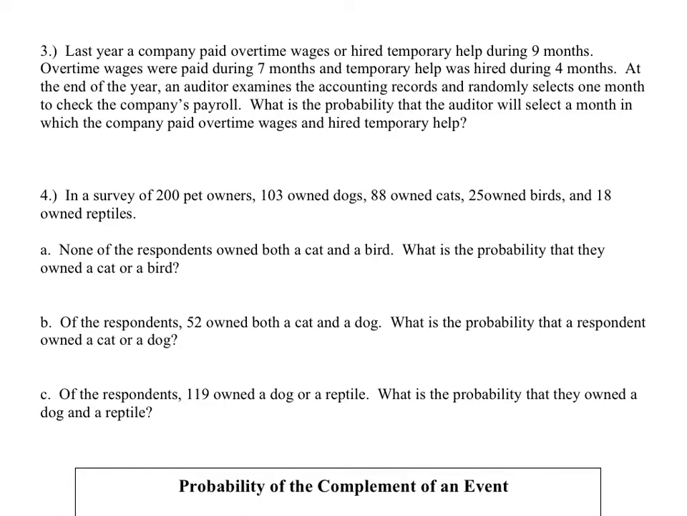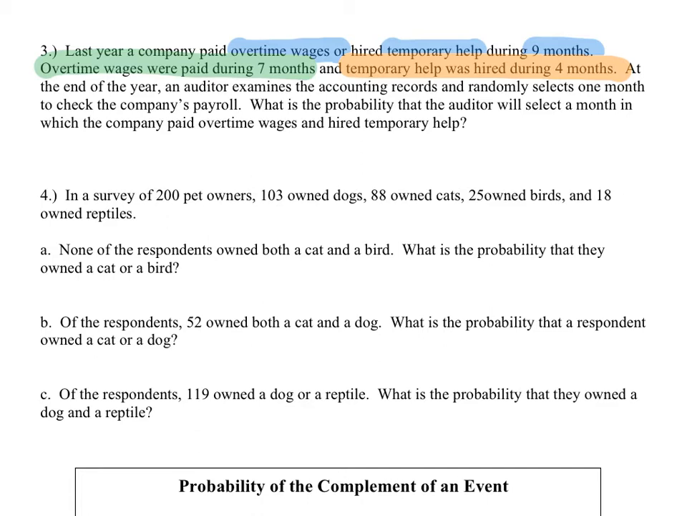So it says, last year a company paid overtime wages or hired temporary help during 9 months. So overtime or temporary help was a total of 9 months. Overtime wages paid were 7 months. And temporary help was hired during 4 months. So it says, at the end of the year, an auditor examines the accounting records and randomly selects 1 month to check the company's payroll.